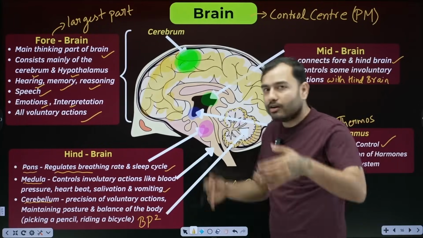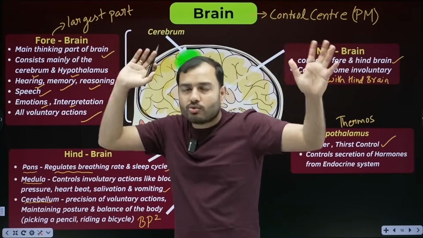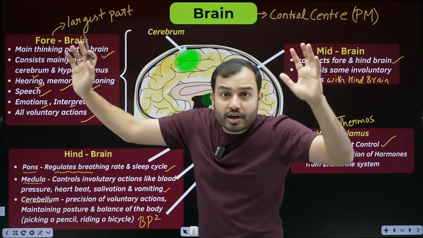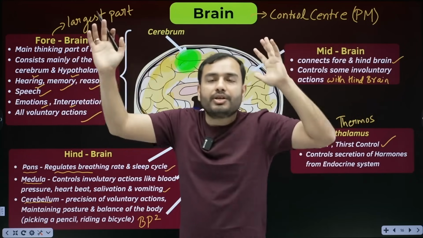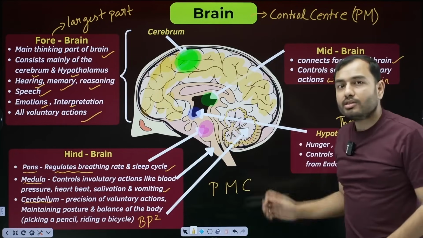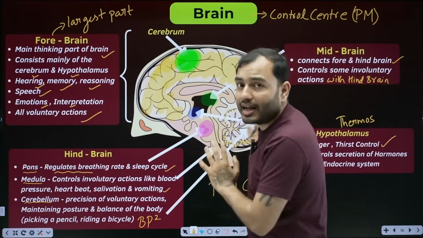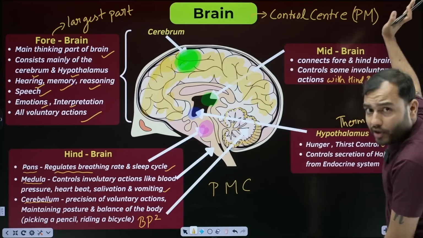Now you will have to memorize this: forebrain, midbrain, hindbrain. Forebrain: all the voluntary actions, thinking, blinking, walking, talking, singing, speech, memory, decision making, interpretation, etc. Who is doing it? The cerebrum. There is one more thing in the forebrain, the hypothalamus. Thalamus to thermos. Thermos means food and drink, meaning it controls hunger and thirst. The rest of the hypothalamus works with hormones and so on.